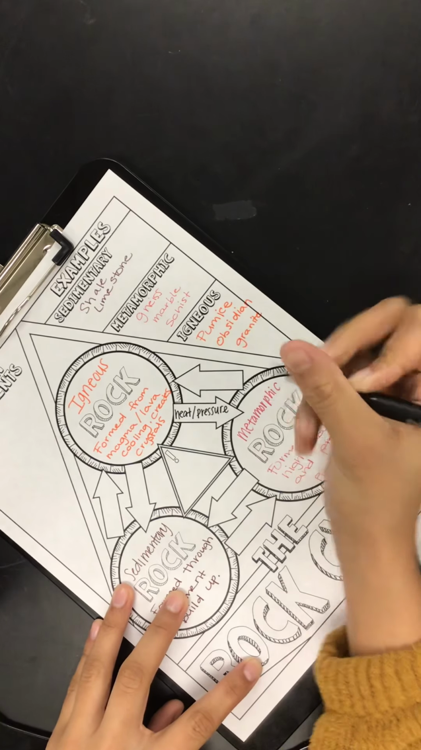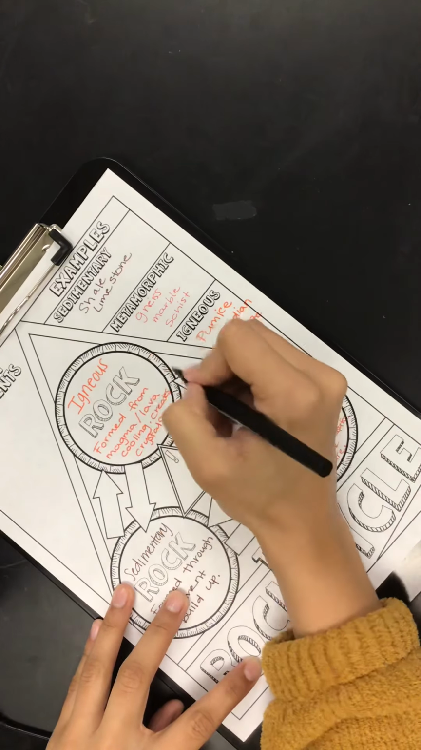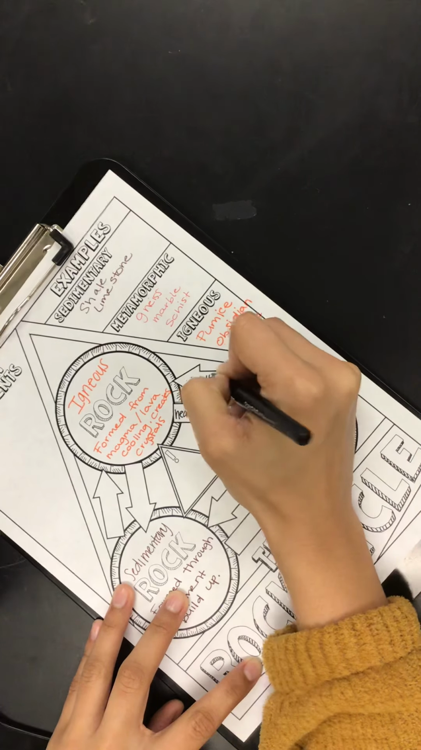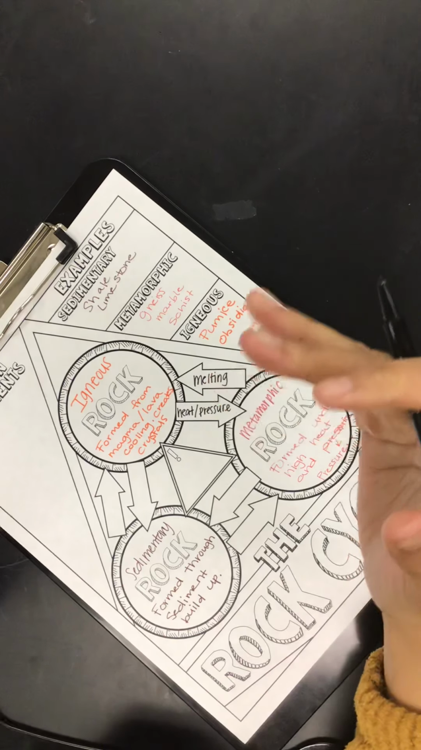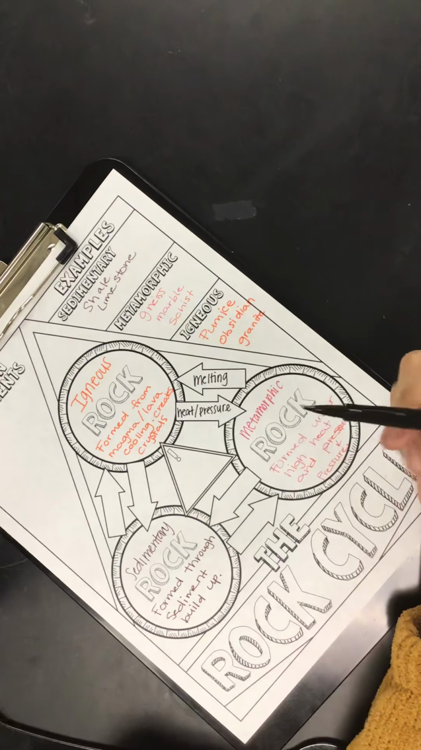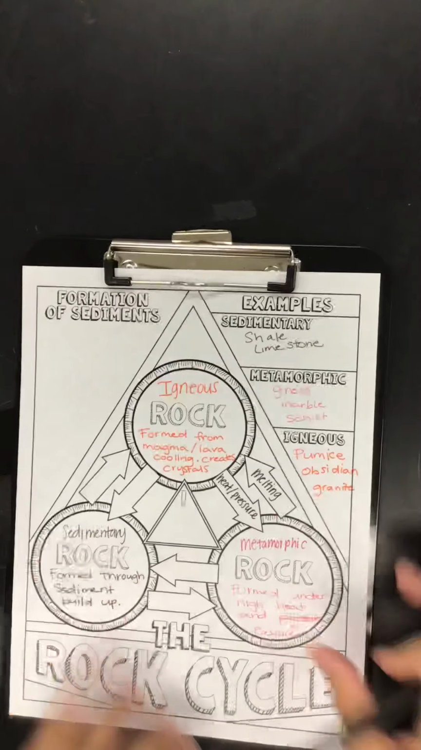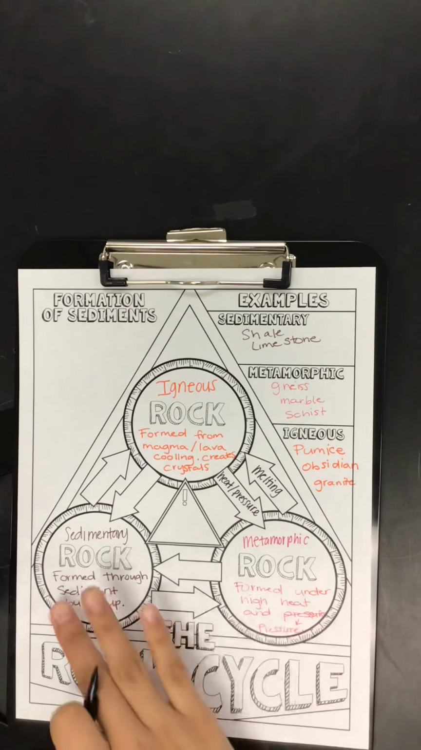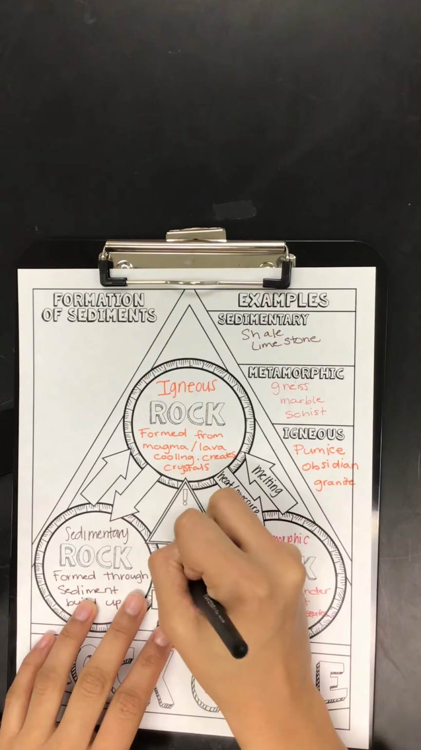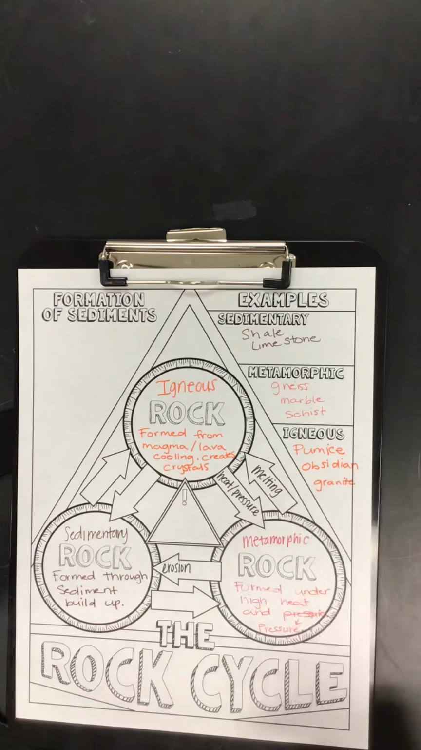All right. For a metamorphic rock to turn igneous, we have to have melting. So we'd have to have lava or some hot source come over it. It would have to melt down, and then we could form our crystals. Okay. For a metamorphic rock to turn sedimentary, we need erosion. Okay, we're just going to put erosion.